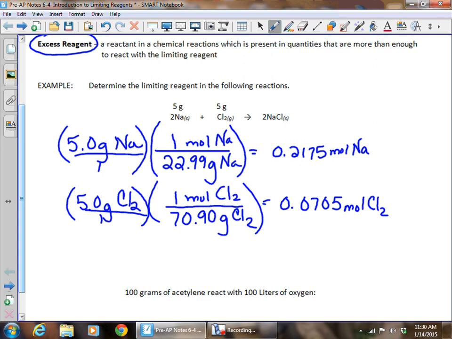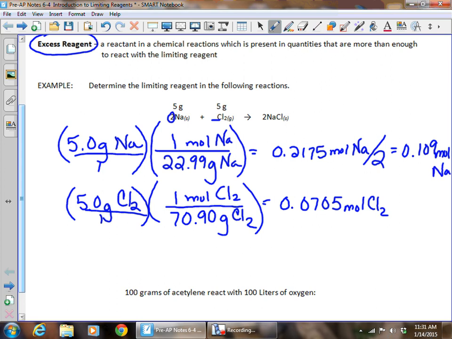So now, this is the step that people always forget. We have got to realize that this is a balanced equation. And in this situation, we need twice as much sodium as we have chlorine. So to get sodium and chlorine to compare with each other, we need to divide sodium by 2 to see how much we have to compare with 1 mole of chlorine. So dividing that by 2, we get 0.109 moles of sodium.